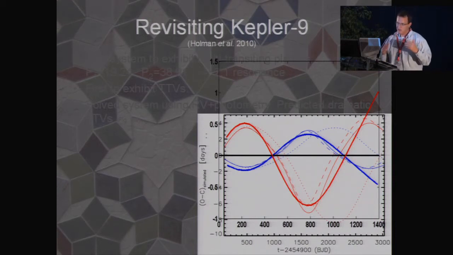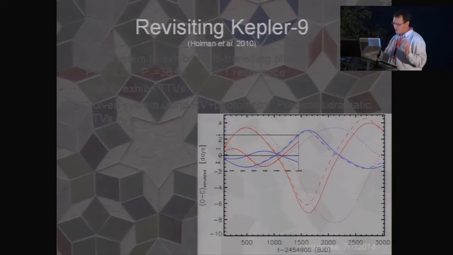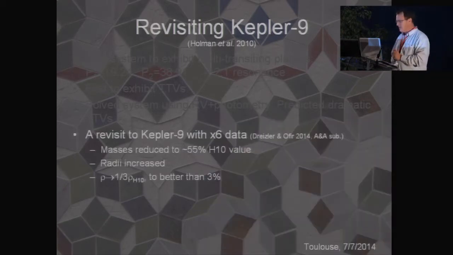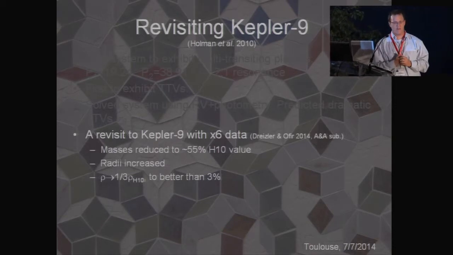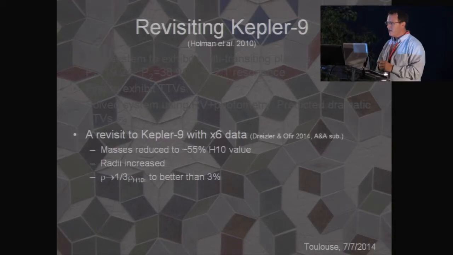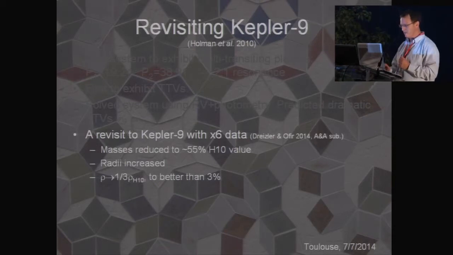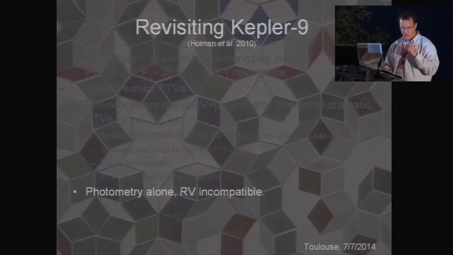And the general shape is determined by the TTV order, so this is not a big surprise. What is surprising is that the amplitude and the time scale are very, very different from the predicted model: an order of magnitude smaller amplitude and about half the time scale. Therefore, the system needed to be revisited, and we revisited it with much more data that was available near the end of the mission. The masses that we obtained are significantly lower and the radii slightly higher. In total, the densities of the planets are one third of the values derived by Holman et al. And we did that using photometry alone, without using radial velocity.